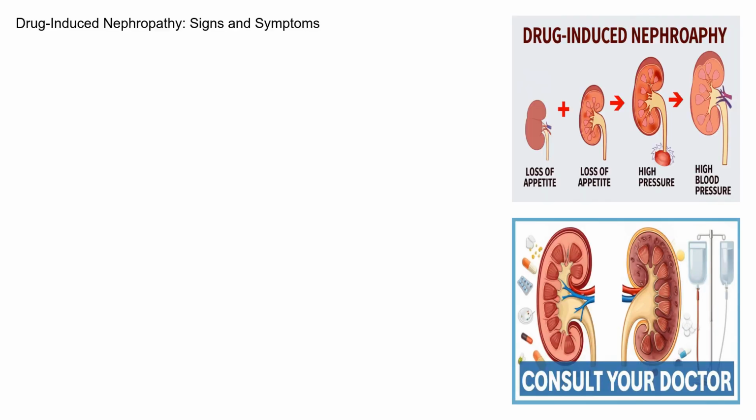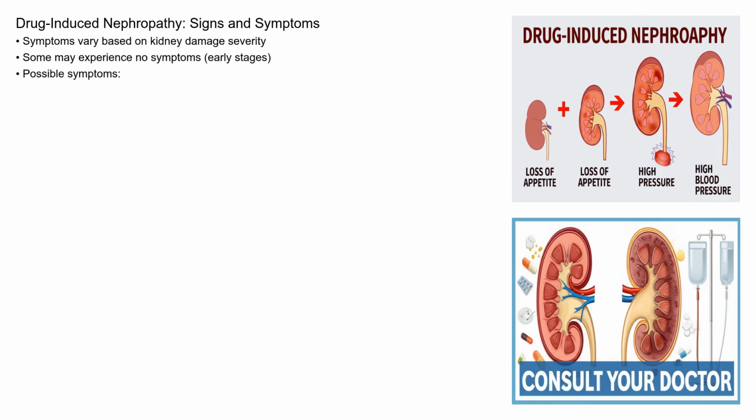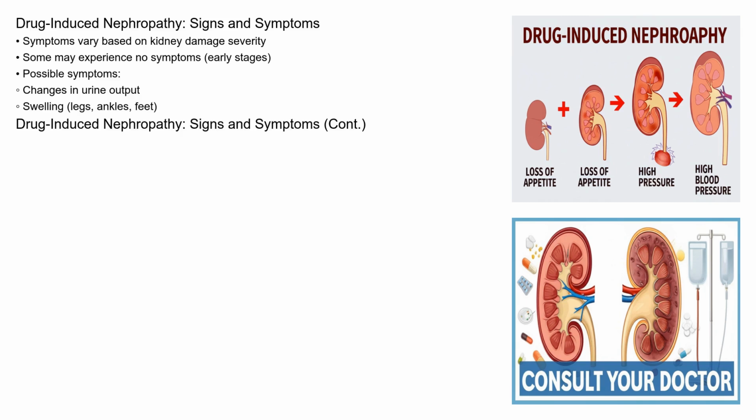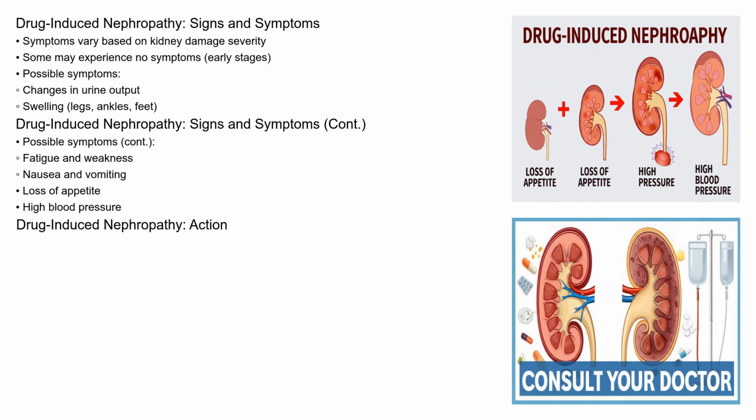What are the signs and symptoms of drug-induced nephropathy? The symptoms can vary widely depending on the severity of the kidney damage. Some people may experience no symptoms at all, especially in the early stages. Other possible symptoms include changes in urine output, either decreased or increased, swelling in the legs or feet, fatigue and weakness, nausea and vomiting, loss of appetite, and high blood pressure. In severe cases, it can lead to acute kidney failure, requiring dialysis. It's crucial to pay attention to these symptoms and report them to your doctor promptly.